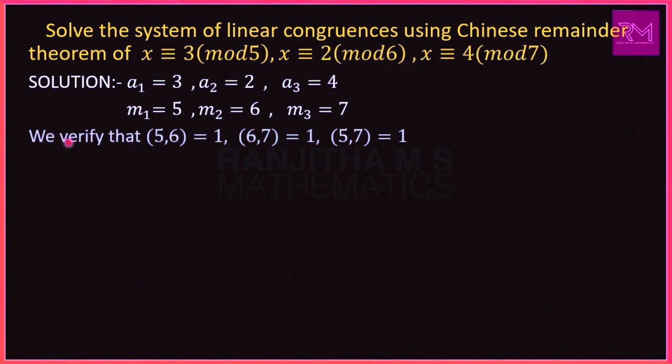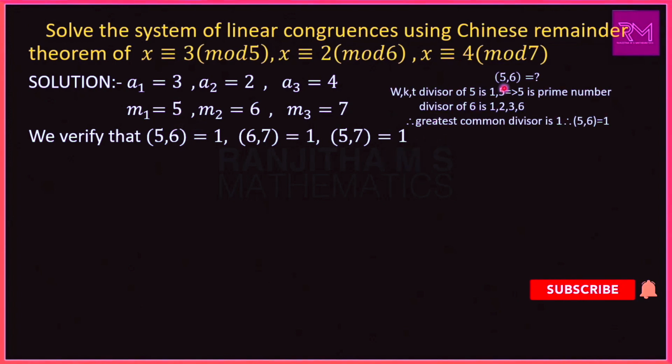Next step, we have to verify that the GCD of 5 and 6 is 1, of 6 and 7 is 1, and similarly of 5 and 7 is 1. For that, we verify the GCD using this form. First, verify that the GCD of 5 and 6 is 1. We take the divisors of 5 and the divisors of 6, then find the greatest common divisor among these two.